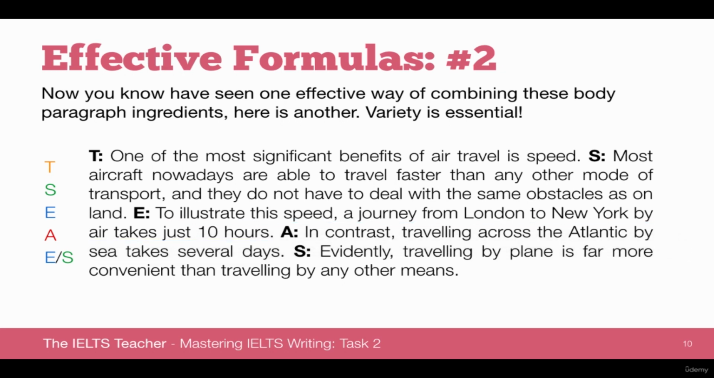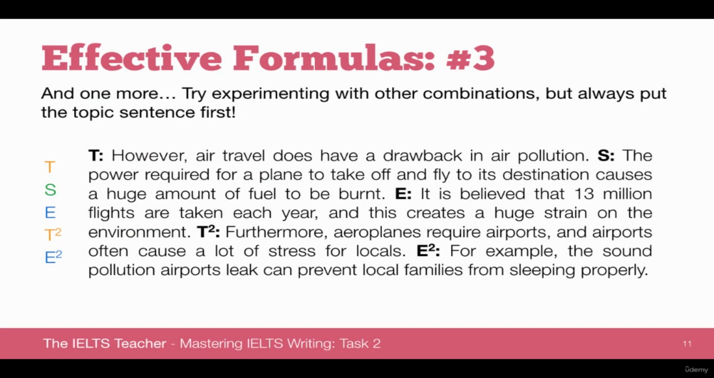Now here we come to the letter A, which represents an alternative situation, where we look at an alternative to further support the strength of our argument. In this case, in contrast, travelling across the Atlantic by sea takes several days. An extra supporting sentence at the end, evidently, travelling by plane is far more convenient than travelling by any other means. Let's look at another example.